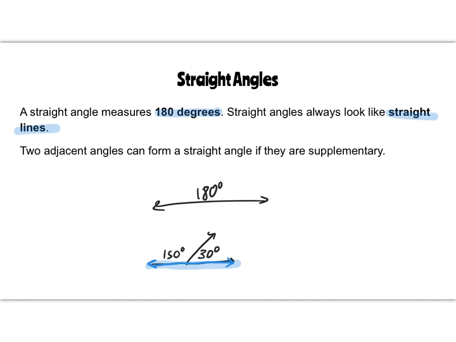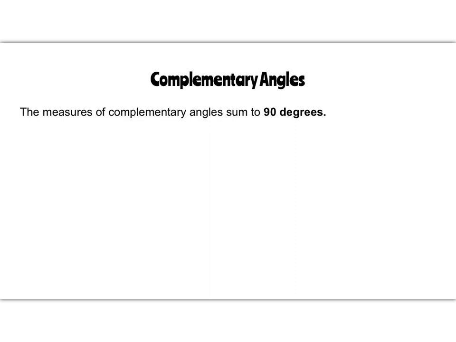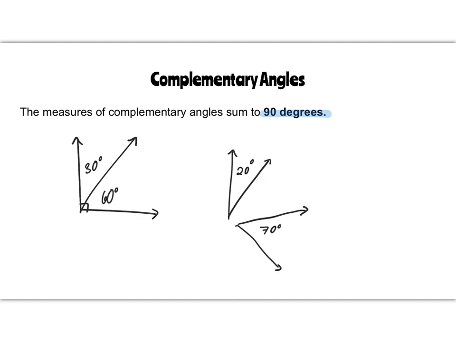So when you think straight angle, think straight line. And remember, a line has 180 degrees. A straight angle will always have 180 degrees. We have two more relationships that we need to look at. First, there's complementary angles. Those are any pair of angles that sum to 90 degrees.